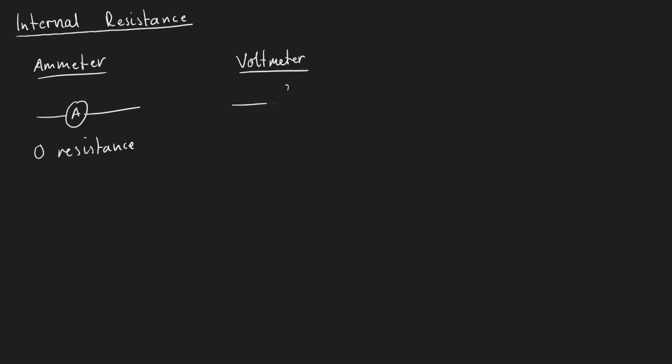Okay, let's say we were to look at the idea of an ammeter. We would have to have an ideal ammeter. So an ammeter has to have zero resistance. A voltmeter would have to have infinite resistance. And a battery or a cell would have to have zero resistance.